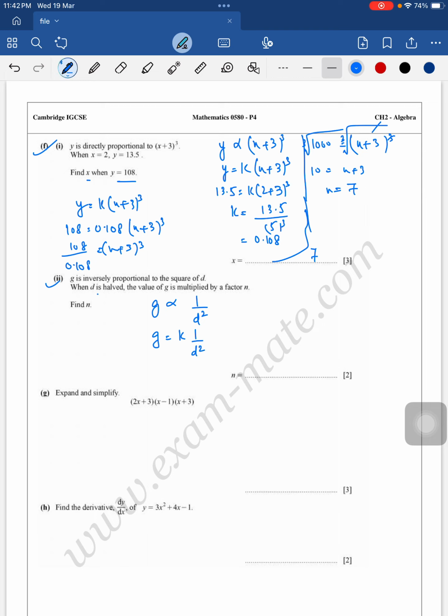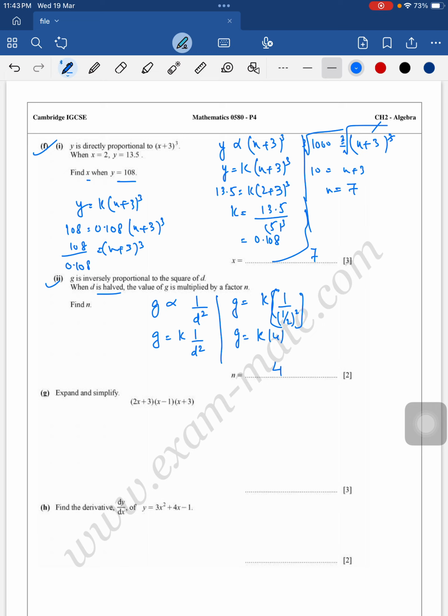Now it is saying that when d is halved, g is equal to k times 1 upon, and half means this part. So g is equal to k, that 1 upon 2 squared will be 1 upon 4, and 4 will come on top. So when d is halved, the value of g is multiplied by a factor n, that is 4, right? Is it clear? Okay.